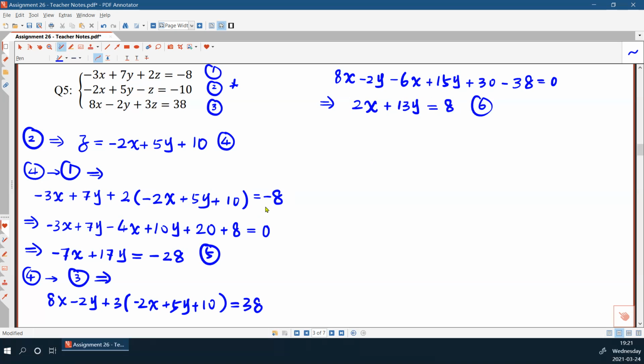Okay, and then we need to use equation 5 and equation 6 to solve x and y first, right? So this means a system with two linear equations. We already know how we should solve this system, right? So we can times 2 to both sides of equation 5. This will give us minus 14x plus 34y equals minus 56.